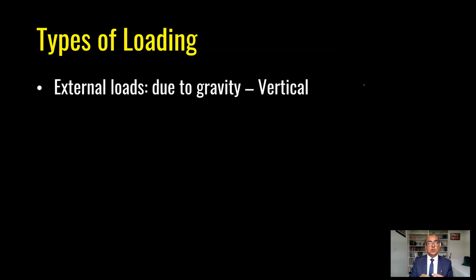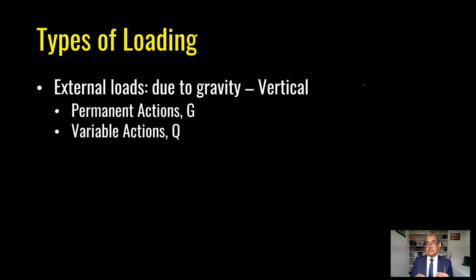Types of loading. We have external loads, and mainly here I will be considering loads due to gravity, and these are mainly vertical loads. This includes permanent loads or permanent actions, which are denoted by G. Variable actions or live loads are denoted by Q in Eurocode. Different design codes will have different notations.